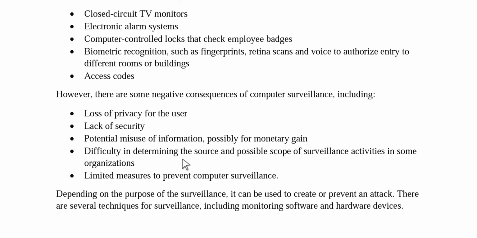4. Difficulty in determining the source and physical scope of surveillance activities in some organizations. So you may actually be limited in what and where you can record. And lastly, limited measures to prevent computer surveillance. So for example, because some cameras are so small, you may not even notice one being installed and you are being monitored by someone. Therefore, depending on the purpose of the surveillance, it can be used to either create or prevent an attack.